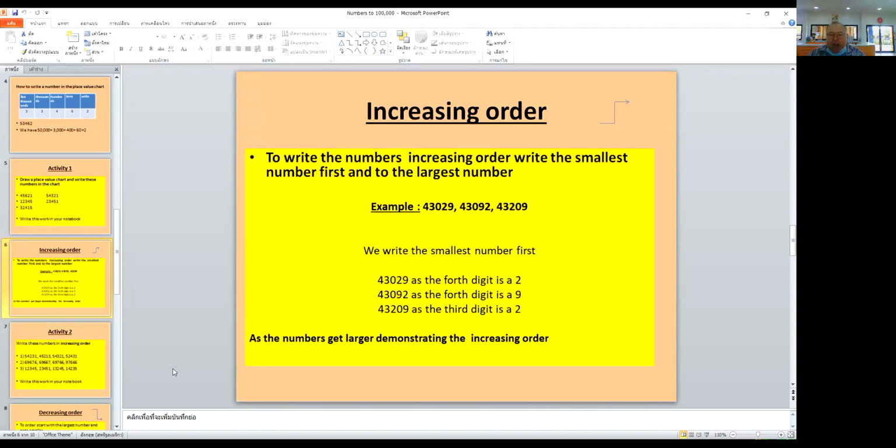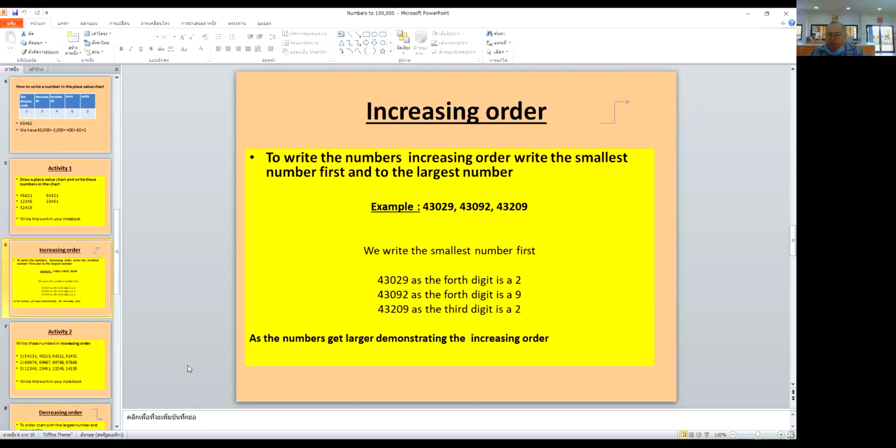because the number 2 is smaller than 9. Then between the second number and the third number, we look at the third digit. The third digit in the second number is 0. In the third number, it's a 2. 0 comes before 2. Because 0 comes before 2, we write the 0 number first.